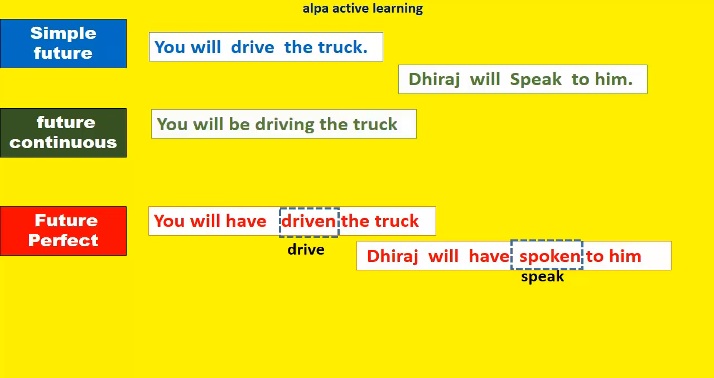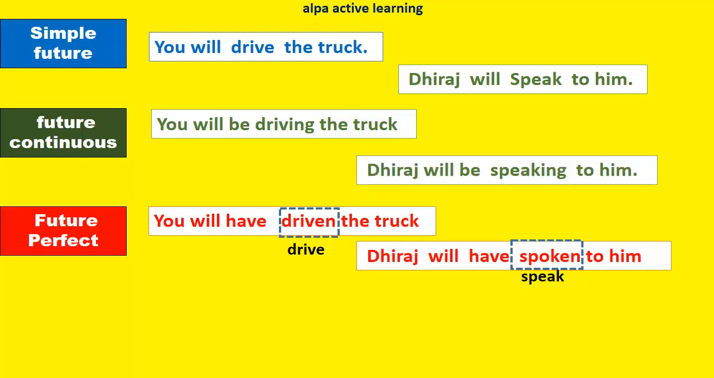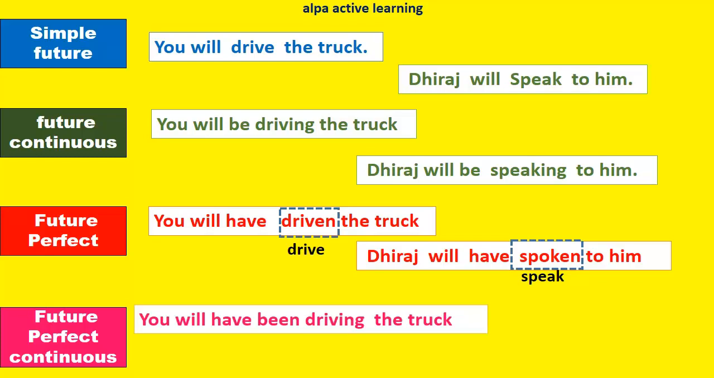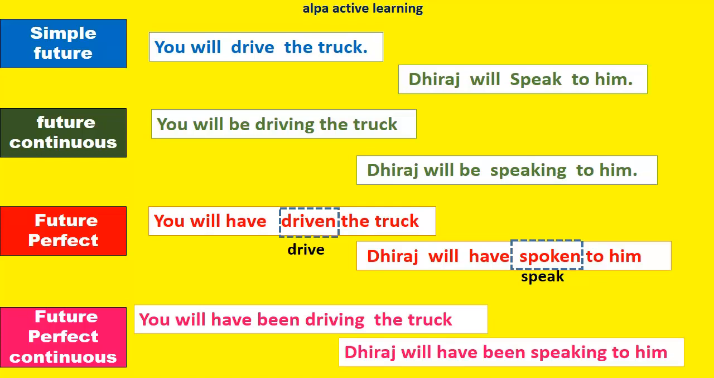Now coming to future continuous. Will be plus ing to the base form. So you will be driving the truck. Dheeraj will be speaking to him. Is it clear, children? So in case of future continuous, don't forget to put be. And future perfect continuous tense, we know, will have been and ing to the base form. So you will have been driving the truck. Dheeraj will have been speaking to him.